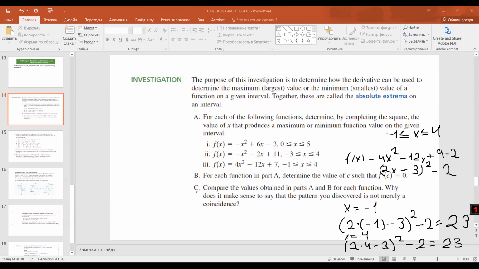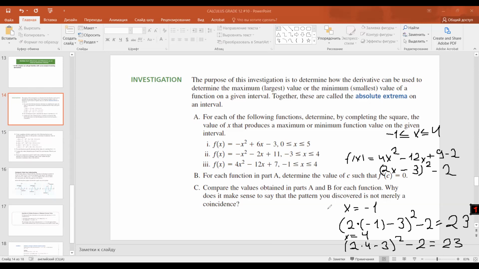Wait, so first thing we do is to convert it into standard form. Oh no, it's in standard form. I think he wants us to put it in vertex form. So we use completing the square. And that's what it says. Complete the square and find the value of x that produces a maximum or minimum function value. Okay.